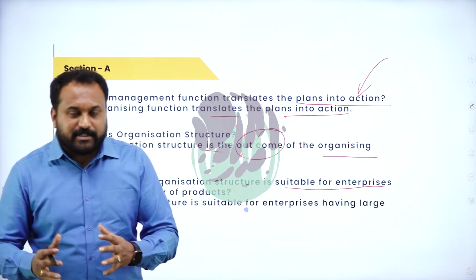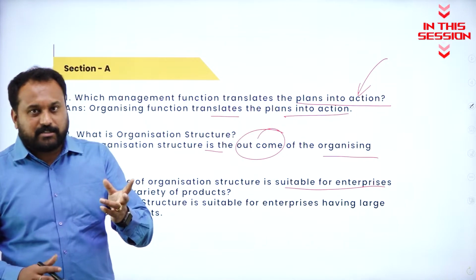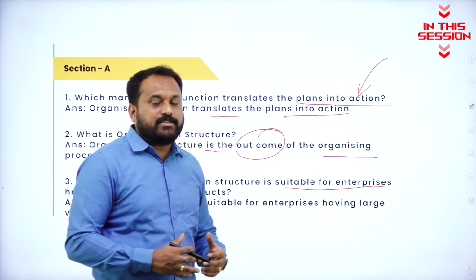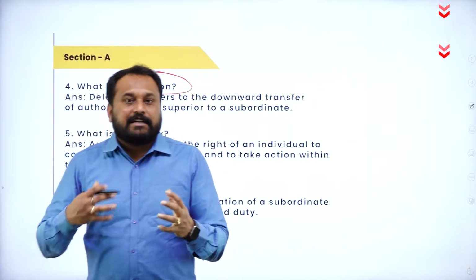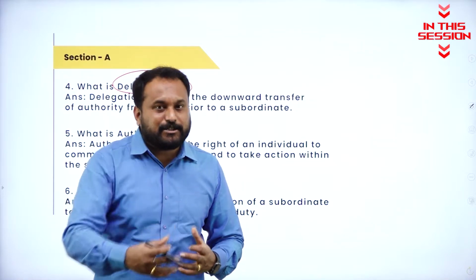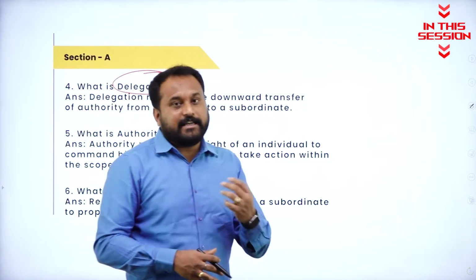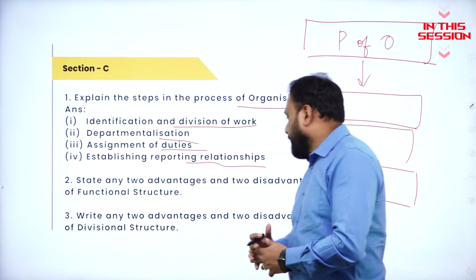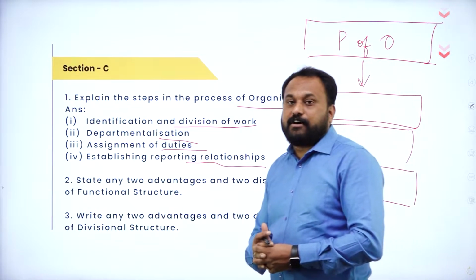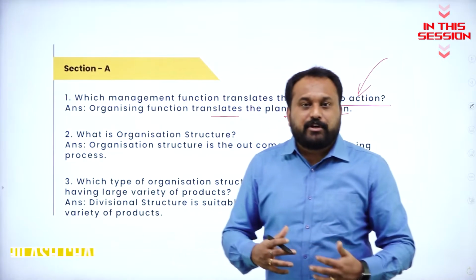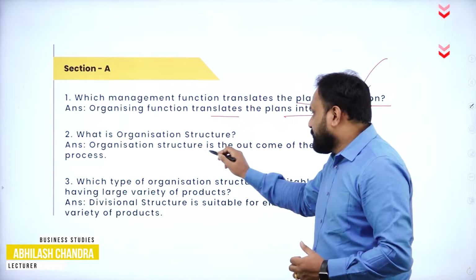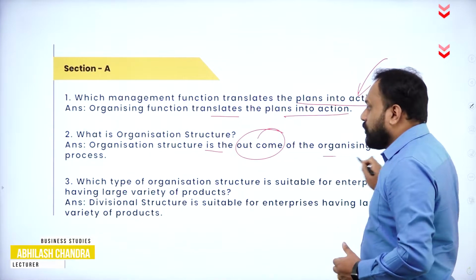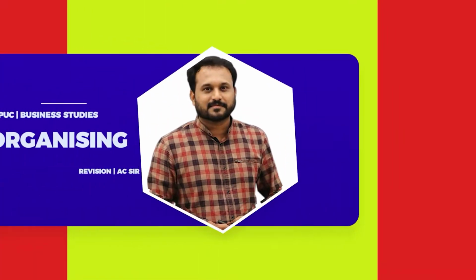According to your syllabus, we have two types of structure, that is, one is functional structure and another is divisional structure. Delegation in the sense transfer of authority and responsibility, that is called delegation. State any two advantage and two disadvantage of functional structure. So whenever we go with organization structure, what exactly it is, that is, the structure is the outcome of the organizing process.